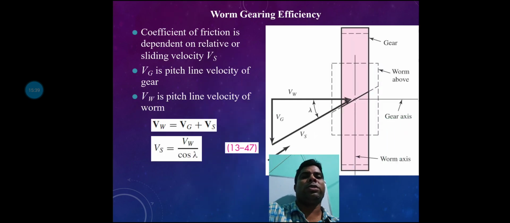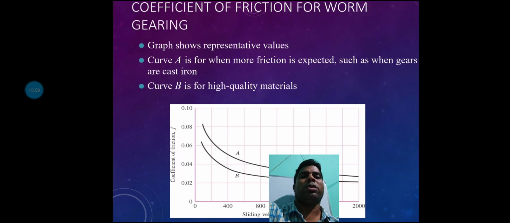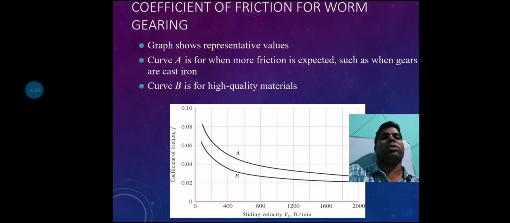Now for worm gear efficiency, the coefficient of friction is dependent on the relative or sliding velocity Vs. Vg is the pitch line velocity of the gear, and Vw is the pitch line velocity of the worm. So Vw is equal to Vg plus Vs, so Vs is equal to Vw by cos lambda. And the coefficient of friction for worm gearing: the graph shows representative values. Graph A is where more coefficient of friction is expected, such as when the gears are cast iron, and graph B is where high quality material can be used.